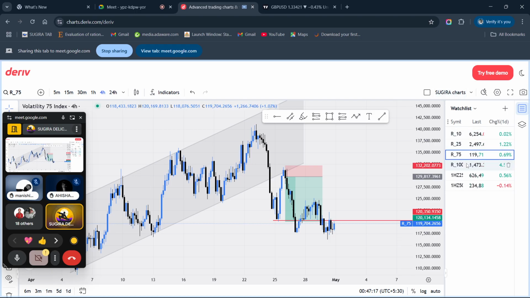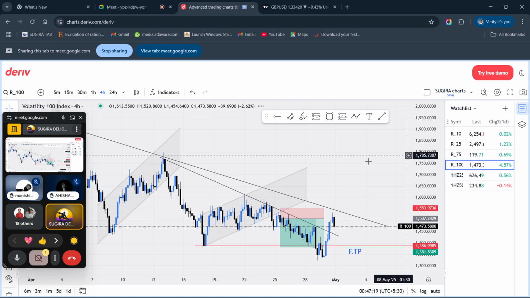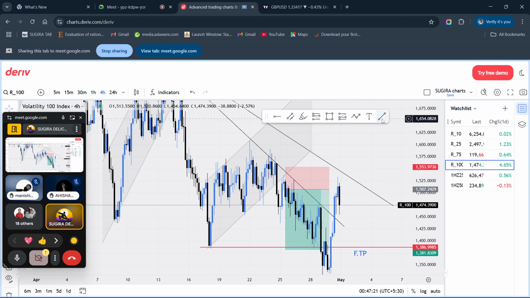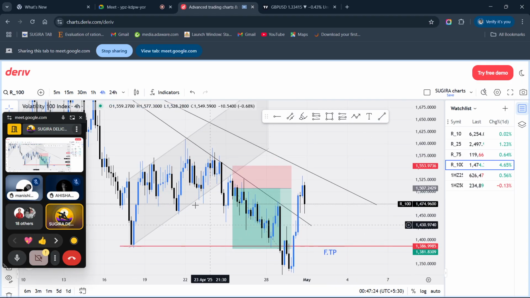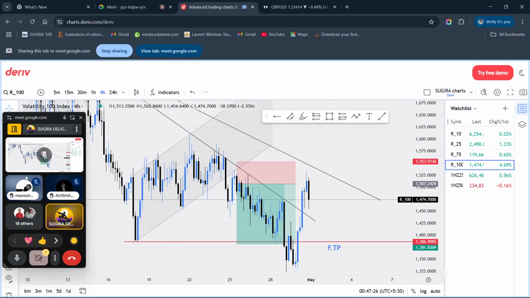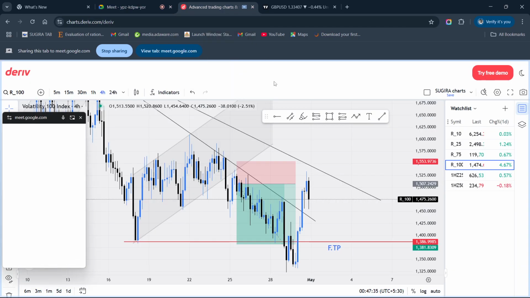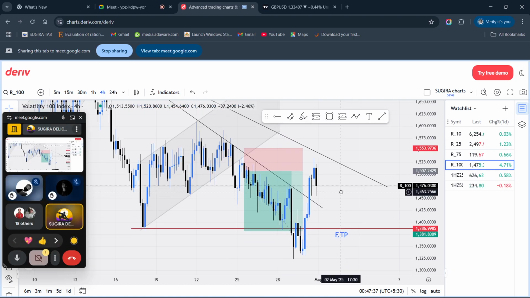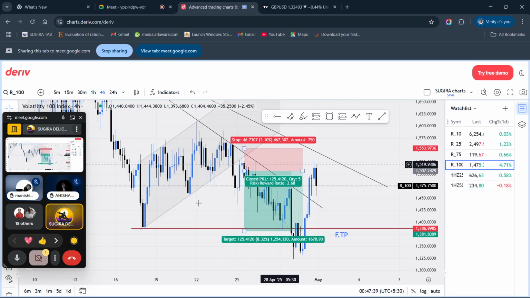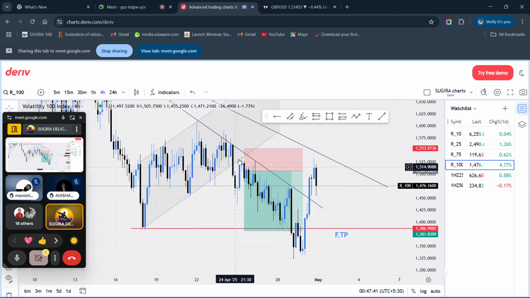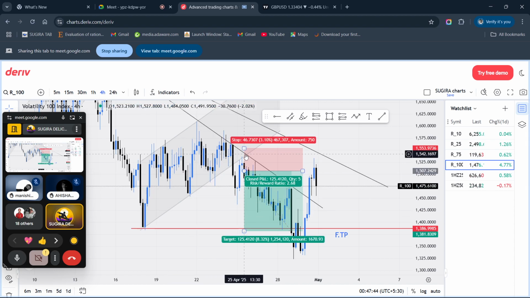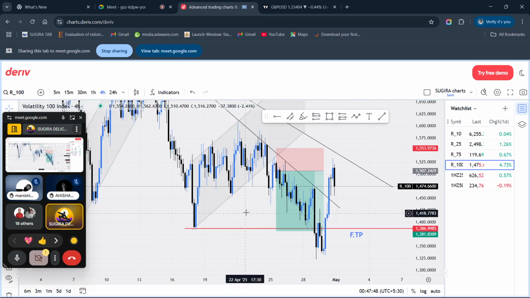Let's check another one. This is the one I shared on Friday as our signal. This was volatility 100. You can see, right? This was the trade I shared on Friday. It was just a breakout, it broke out and came back for a retest, and then I entered the market. I just had the target on the next point.